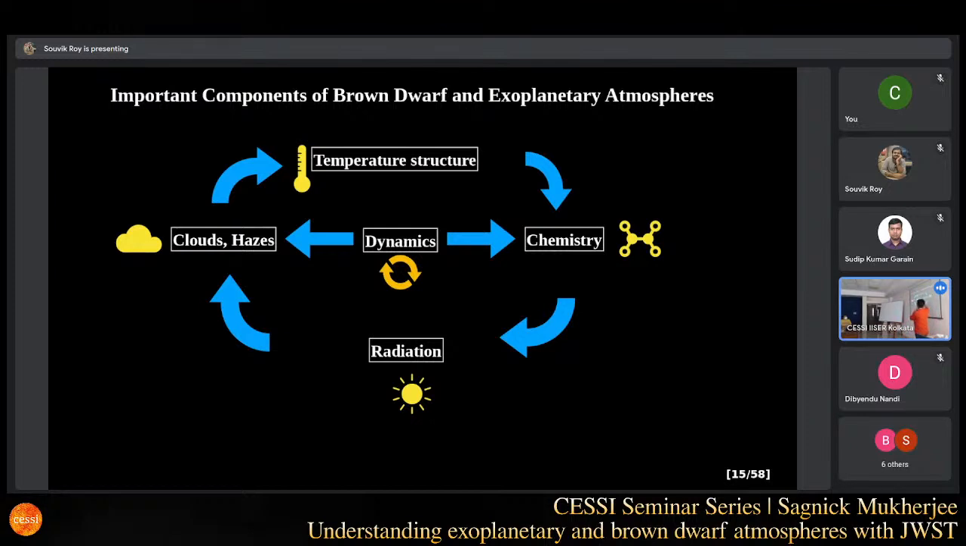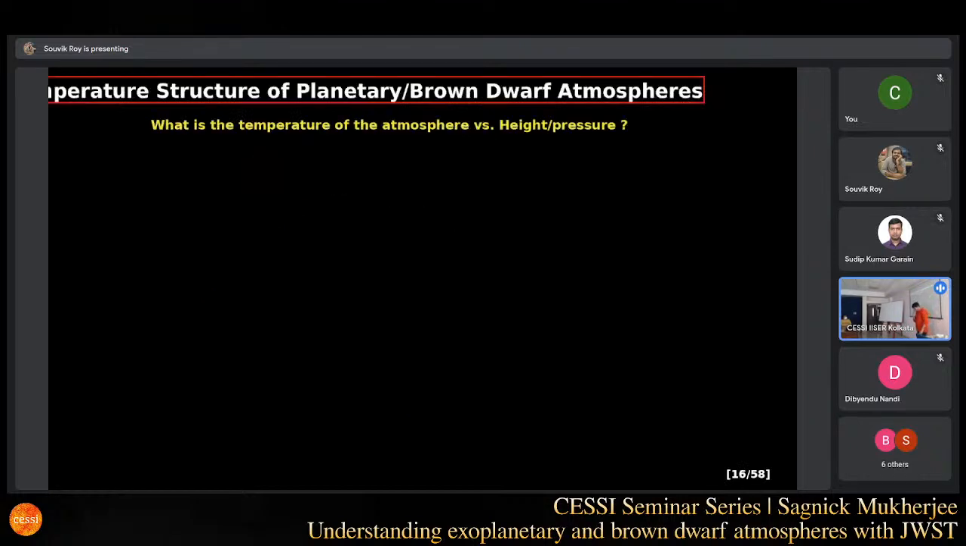But see, I have put in arrows here, which basically tells you that these components are not independent. If you change the temperature structure, everything else will get impacted and everything else will change. Now let's take a look and define each of these things. First of all, the temperature structure. So what do you mean by the temperature structure?